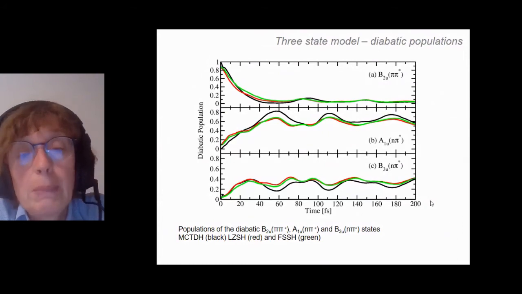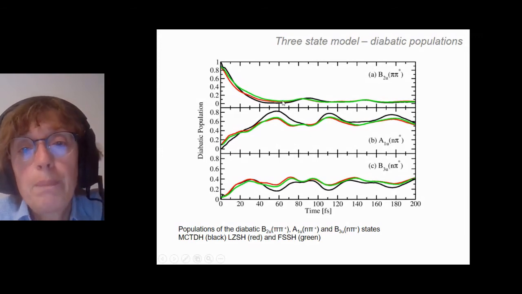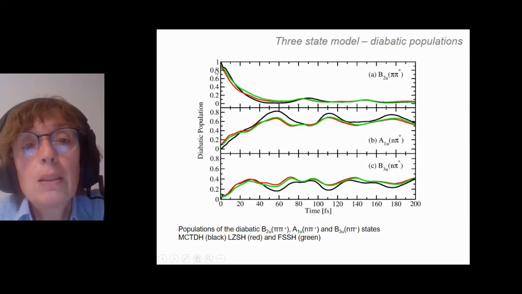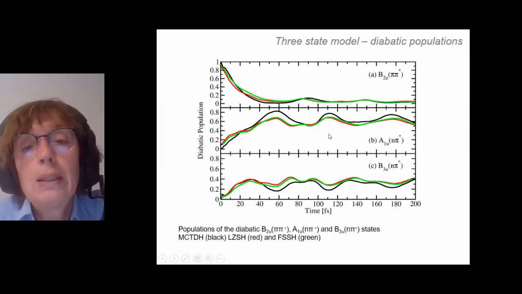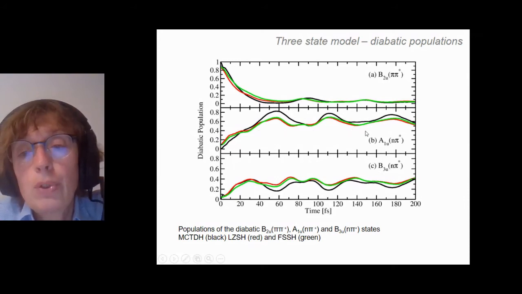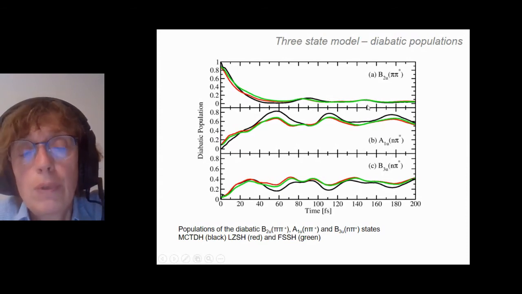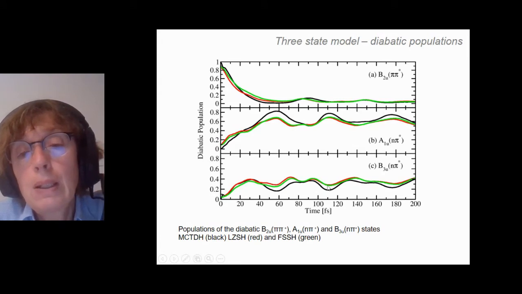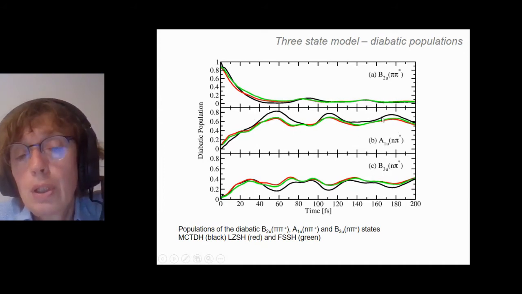And here is the result. This is for the three-state, nine-mode diabatic potential. What is shown is the diabatic population of the B2U, the bright state. The black is the quantum dynamics. The red and the green is the classical dynamics. And then we have done this also for the two dark states, and you can see the fast depopulation of the bright state. There are some recurrences here at 90 and 140 femtoseconds, and there is a coupling kind of dynamics going on between the A and the B dark state. The agreement between the semi-classical calculation and quantum simulation is quite good.